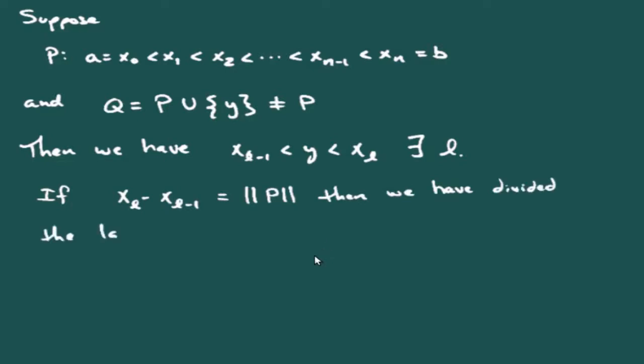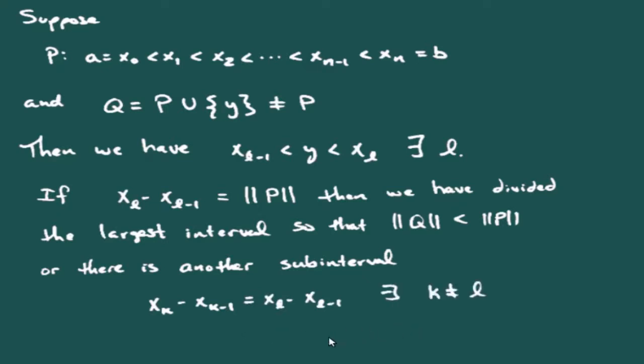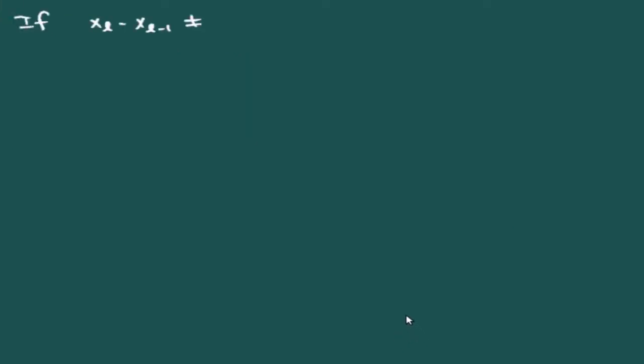If that interval was the longest interval in our collection of subintervals, then we've just divided the largest interval, so the norm of our new partition Q would have to be strictly smaller than the norm of P. But it could be the case that there's another subinterval with that same length, and so subdividing x_{L-1} and x_L doesn't do anything to affect the norm. The max stays the max, and so the norm of Q is equal to the norm of P.